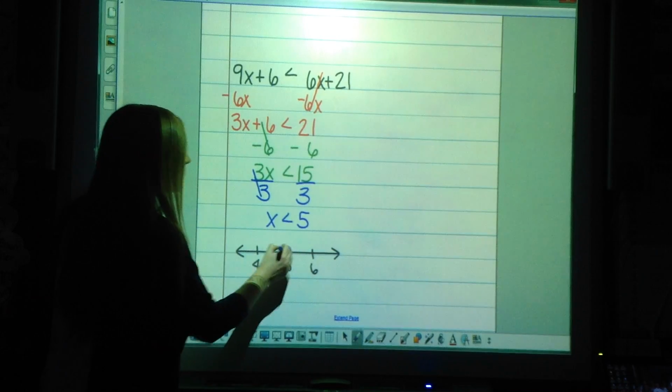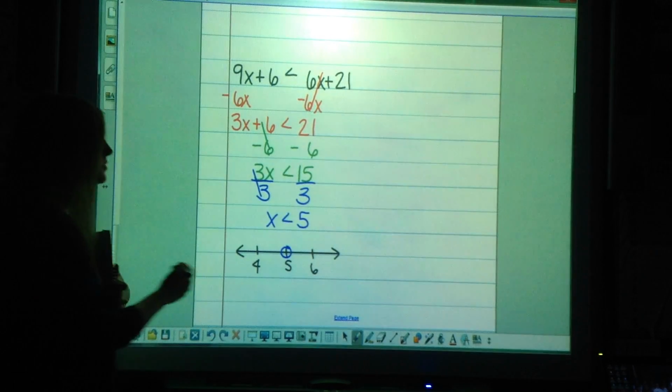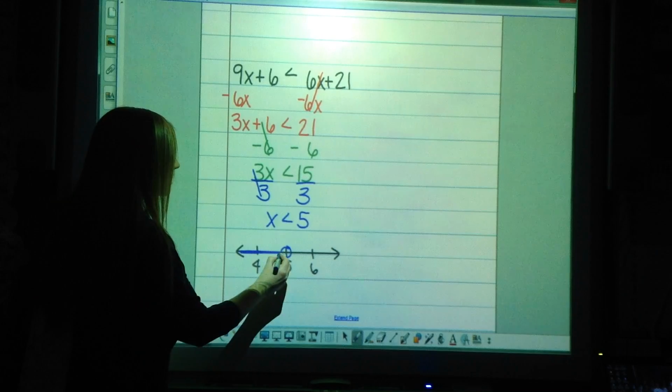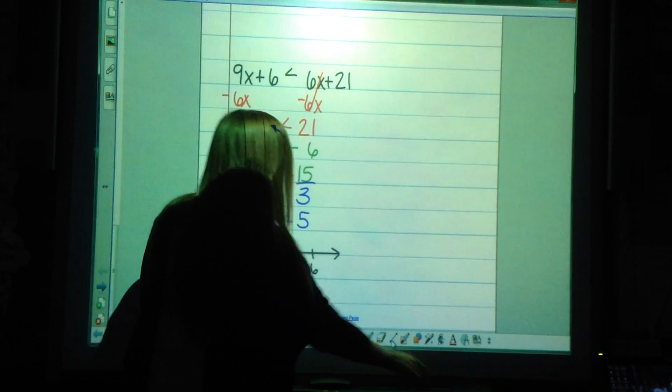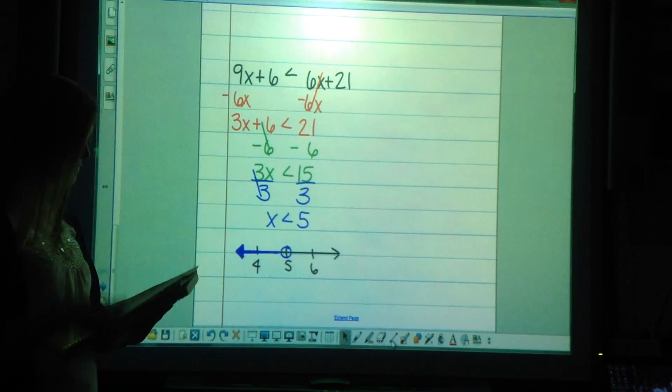X is less than 5. 5 is not included in your solution set, so it's not shaded. Anything smaller is your answer.